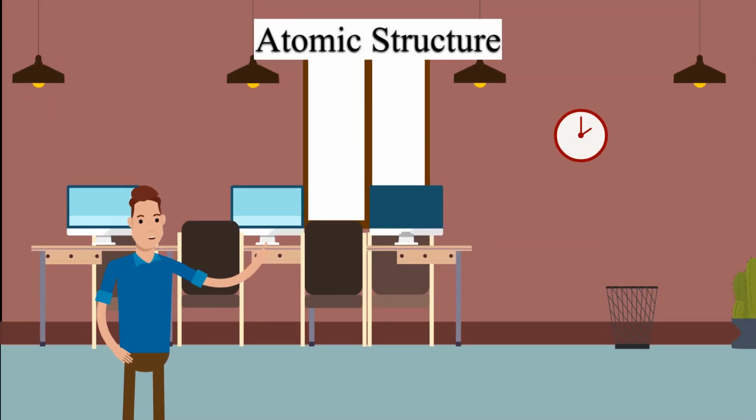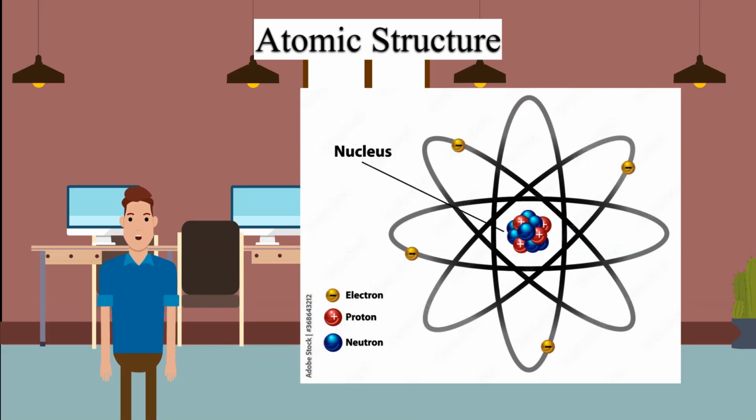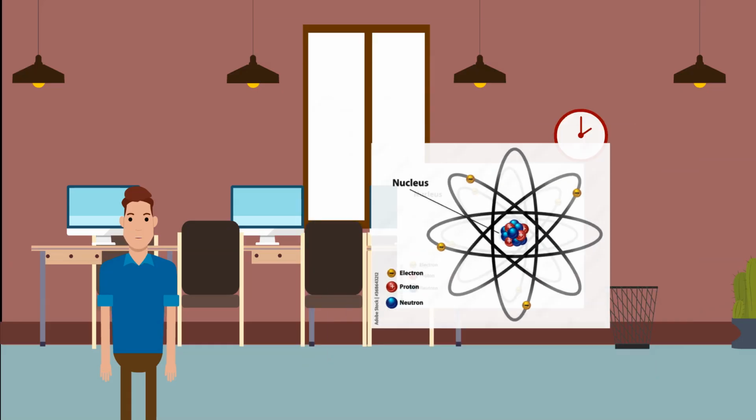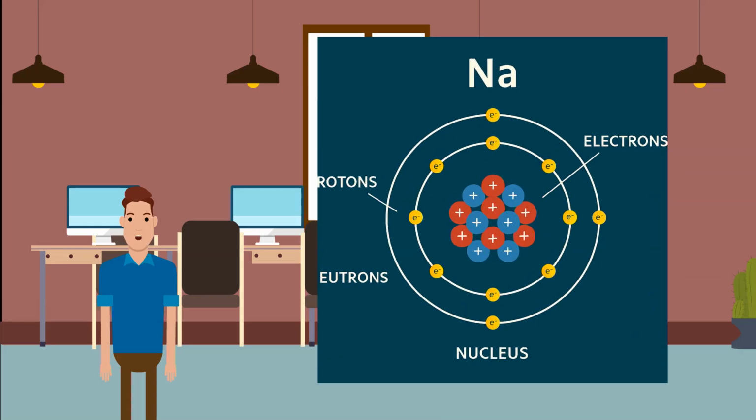Now, let's zoom inside the atom. At the center is the nucleus, made of protons and neutrons. Around it is the electron cloud, where negatively charged electrons move. Each atom has a few key numbers. The atomic number is the number of protons. The mass number is the total of protons plus neutrons. Since atoms are neutral, the number of protons equals the number of electrons.